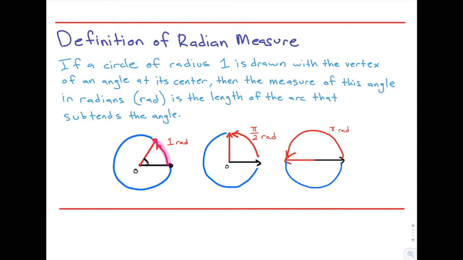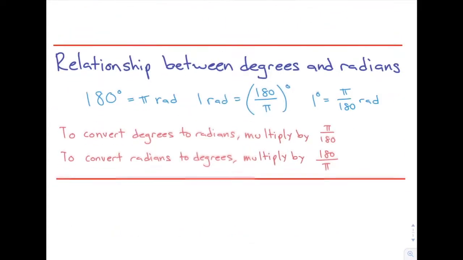So 1 radian would bring us up before pi over 2. Pi over 2 radians brings us up to the y-axis. Pi radians would bring us all the way around back to the x-axis, and so forth. So that's the measure of each of these angles. The first one has 1 radian, the second one has pi over 2 radians, and this third angle is pi radians. So that's our first definition.